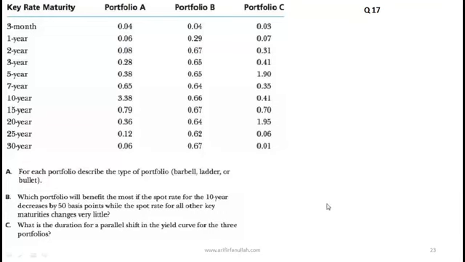Okay, now this is question 17 from the curriculum. Part A is for each portfolio, describe the type of the portfolio. So for A, B, and C, let's see if you can figure this out. A has most of its money concentrated here in the 10-year. So this is a bullet. Okay, what about B?